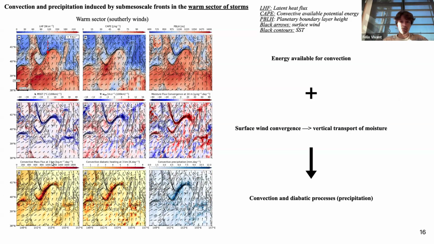And you can see at 3 kilometers that it's clearly enhanced above the SST front, the submesoscale front. This is associated with convective diabatic heating, so at 3 kilometers as well. So convective heating due to the phase transition of water within the convective cells. And this is associated at the surface with an enhancement of convective precipitation, so of about 2 millimeters per day.